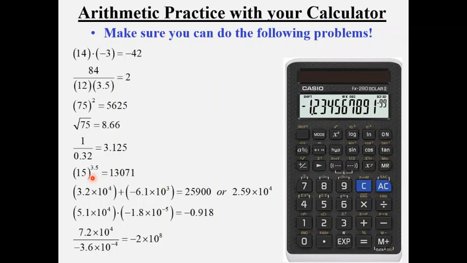Another one that you're going to need to use is the power button. So if you want to do 15 to the 3.5 power, this is the correct answer, by the way, make sure you can do this on your calculator. On this calculator, that is done here with the x raised to the y power. So you would actually type in 15, press this button, and then type in 3.5, and then the equal sign.